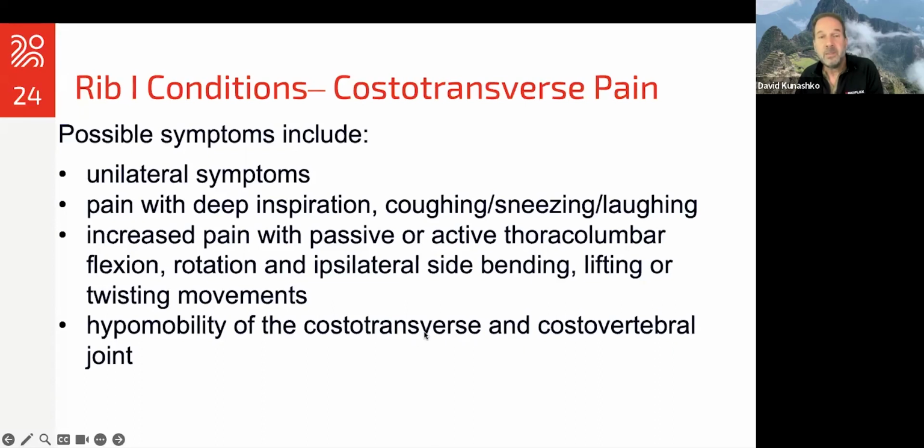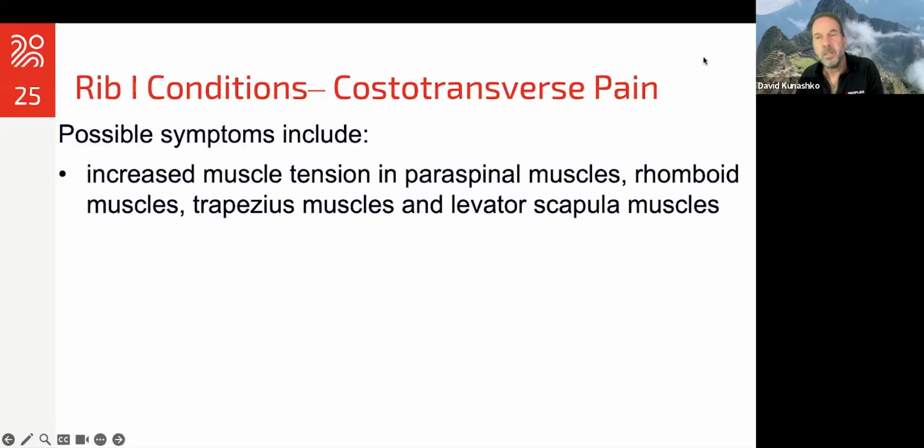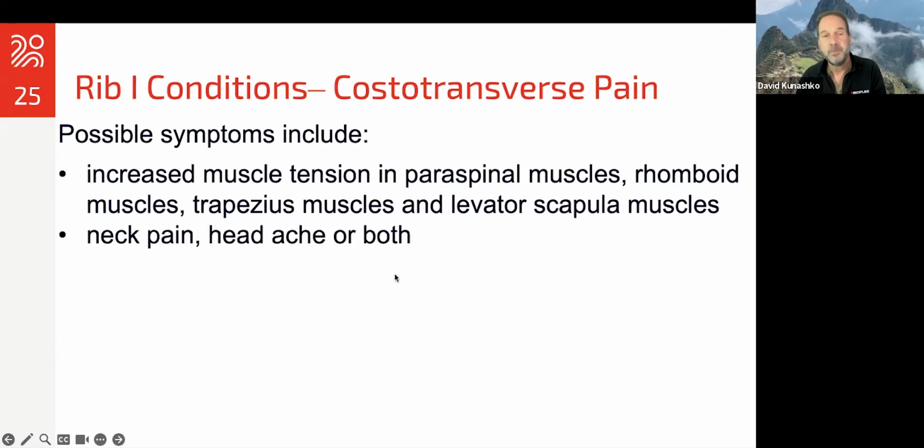Hypomobility of these joints may also occur. That's mainly due to the muscle spasming in the area. And of course, there'll be pain with palpation. There'll be increased muscle tension in the paraspinal muscles, rhomboid muscles, traps, levator scap. So oftentimes you have to treat those muscles as well. Great if you have a massage therapist or you work with a massage therapist or you're a massage therapist, and then doing work on the adjacent muscles is really important to help with recovery.